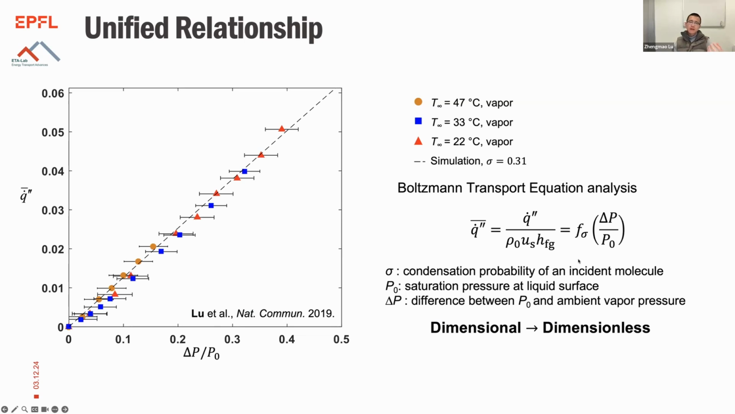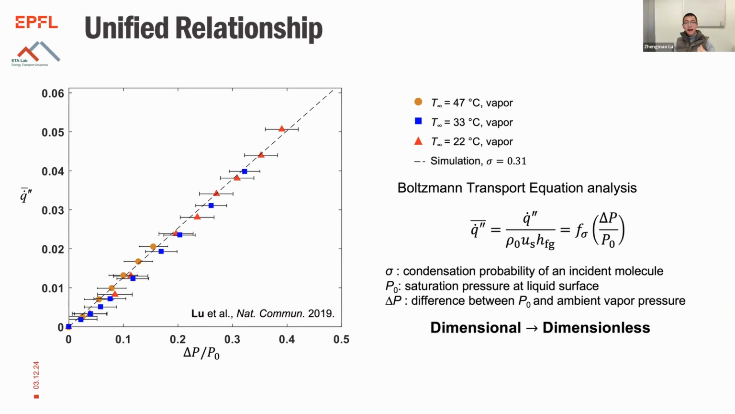With the collaboration of Professor Ikuya Kinefuchi at the University of Tokyo, who is an expert in numerical simulation for the Boltzmann transport equation, using the direct simulation Monte Carlo method, they were able to fit sigma, a condensation probability, to generate the dashed curve. This dashed line is not just a regular fit; it's solving the Boltzmann transport equation using sigma as a fitting parameter.